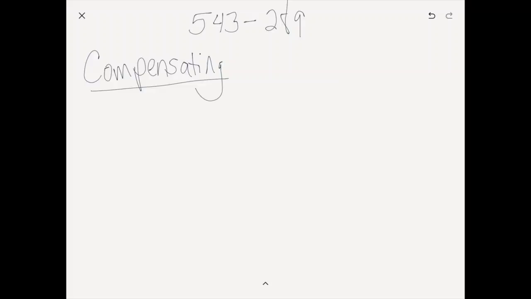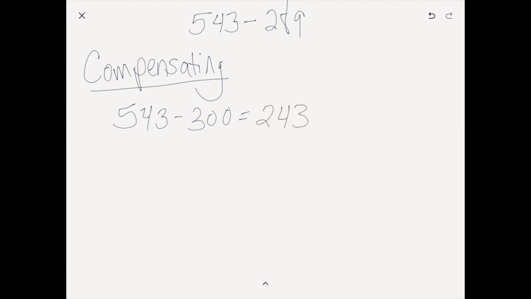Okay, we are going to start off with a strategy that a lot of kids and even adults really love, which is basically they want to make one of the numbers friendly to subtract. So when they see 543 minus 289, they're like, man, if that 289 was just 300, it'd be so much nicer, right? Because they can do that easily, 243.